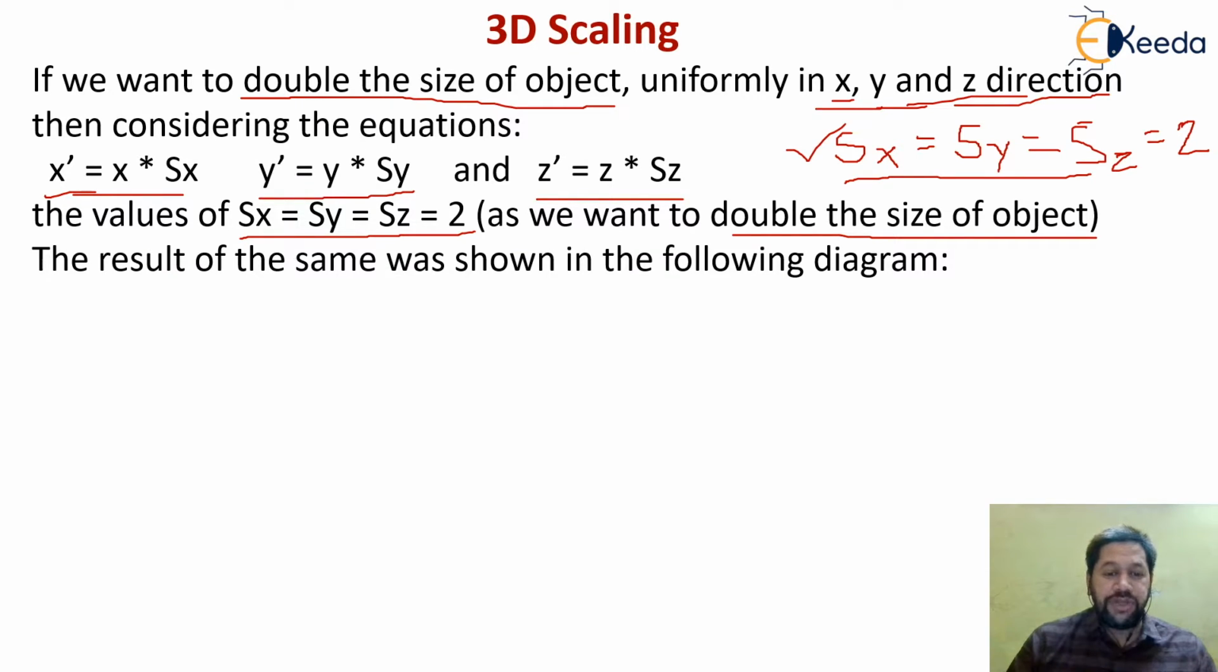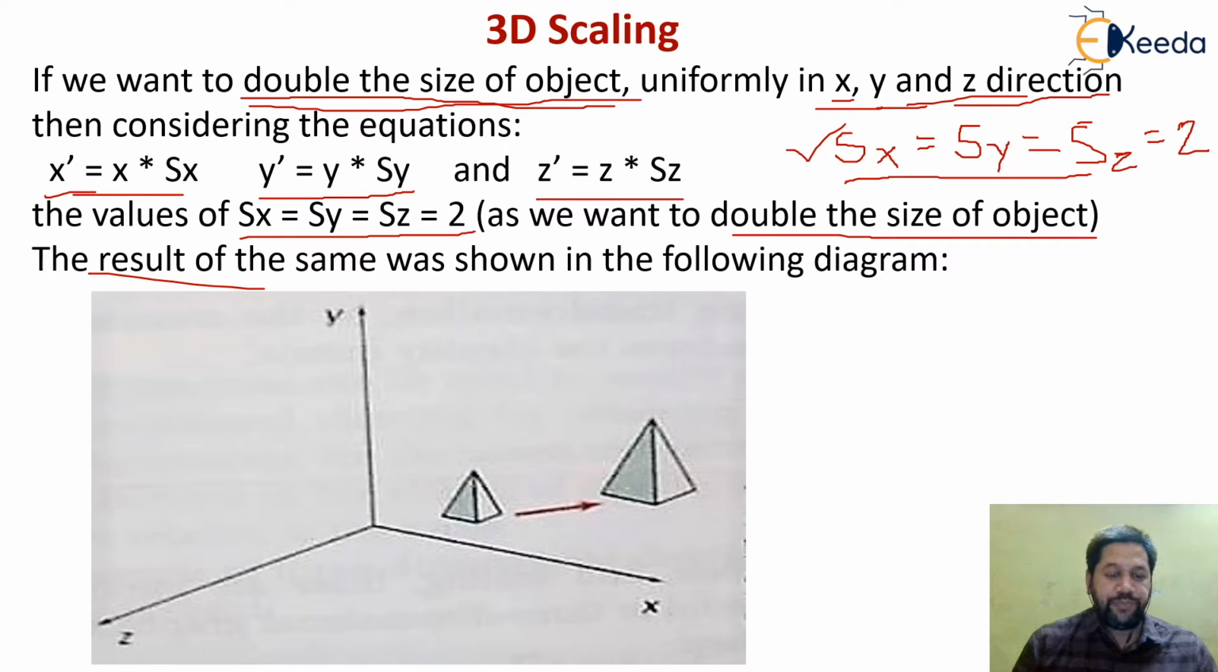What is the result? The result is to double the size of the object, and that was our purpose. That is shown in the following diagram. Look at this very simple diagram. This is my original object. This is the x-axis, this we consider as the y-axis, and this we consider as the z-axis, x, y, z axes respectively.